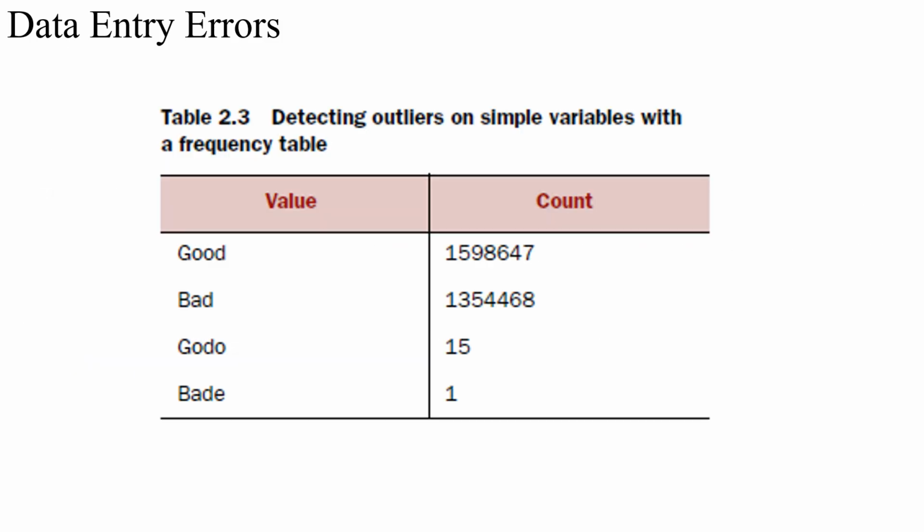So this is one example. Actually, in the data, the value of that particular query is good. But see, 15 people have typed it differently, so this is an error. We have to remove this. Similarly, for bad, instead of this spelling, they might have put BADE. So this is one example of data entry error.